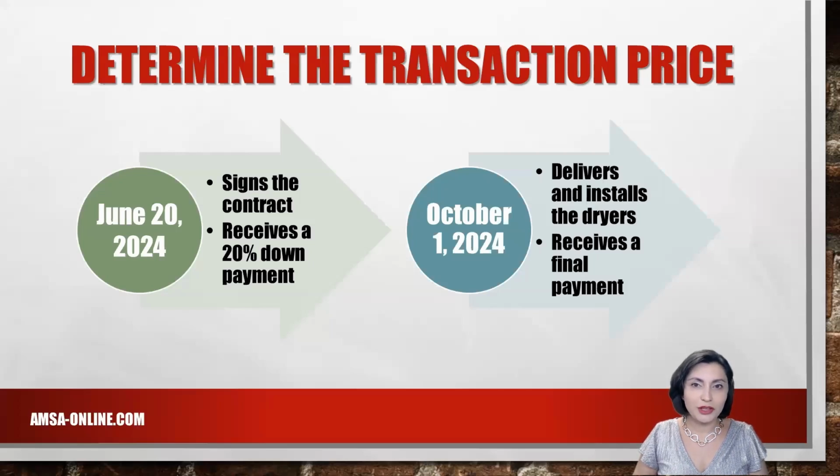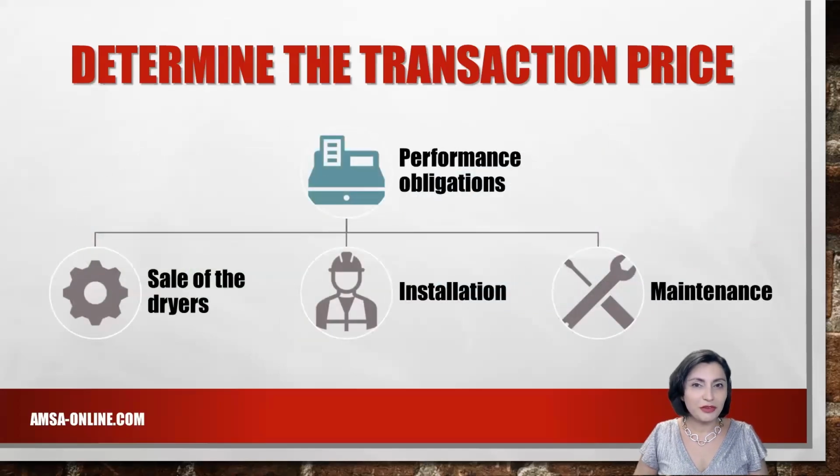We need to calculate revenue for each performance obligation and prepare journal entries for 2024 related to this arrangement. This revenue arrangement involves 3 distinct performance obligations. 1, the sale of the dryers. 2, installation. And 3, the maintenance plan.